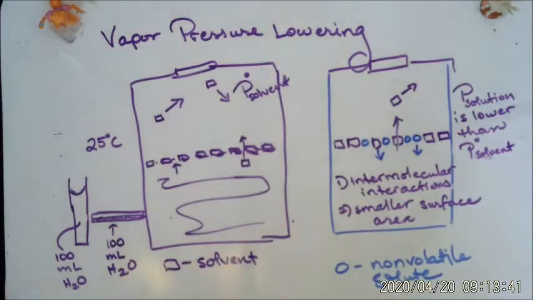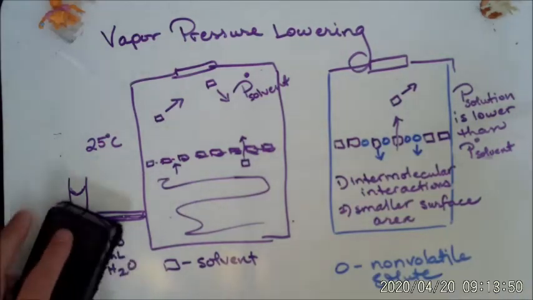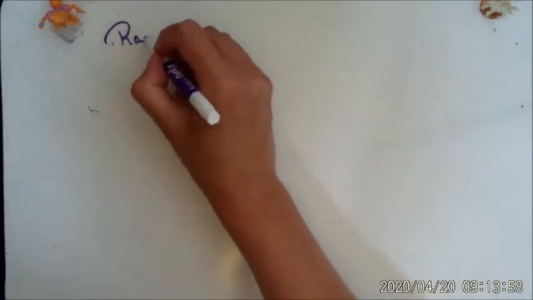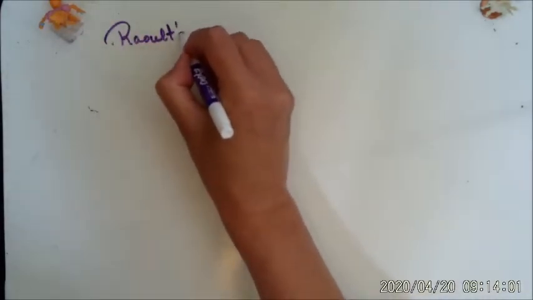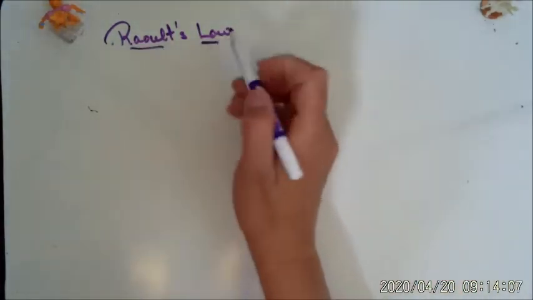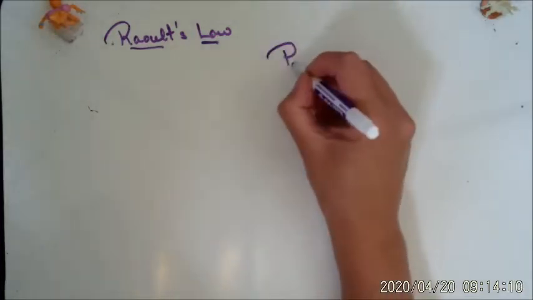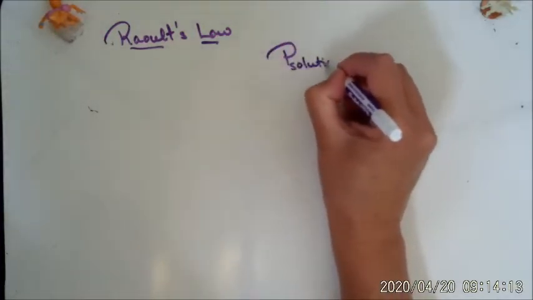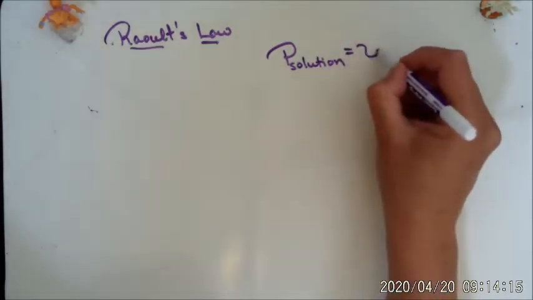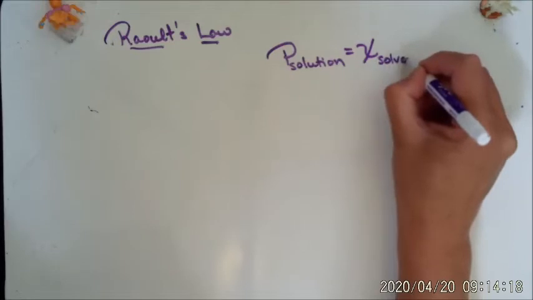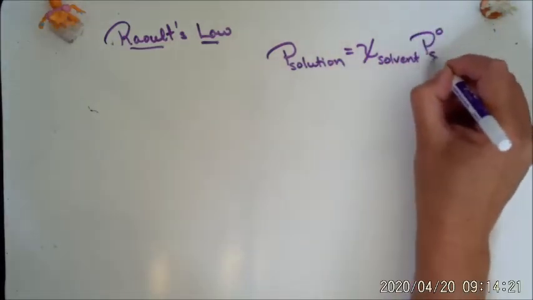Okay, so the question is, how do we determine what the vapor pressure is of my solution? And for that, we use Raoult's law. And this is for an ideal solution that we're talking about. Okay, turns out the vapor pressure of my solution is going to be equal to the mole fraction of my solvent times the vapor pressure of my pure solvent.